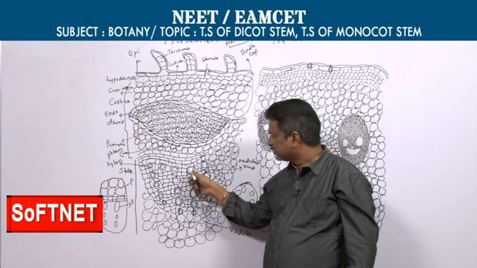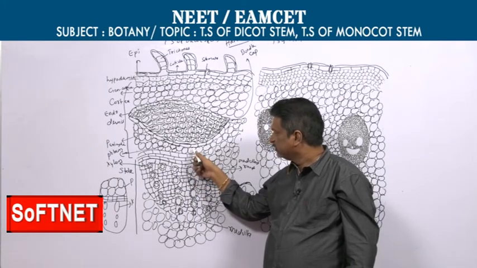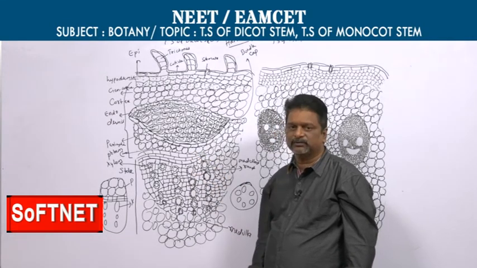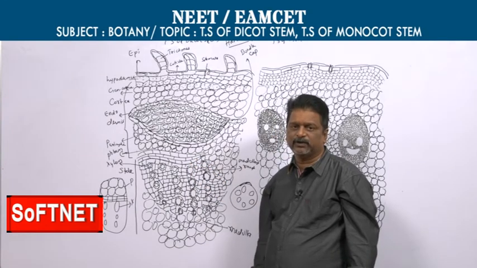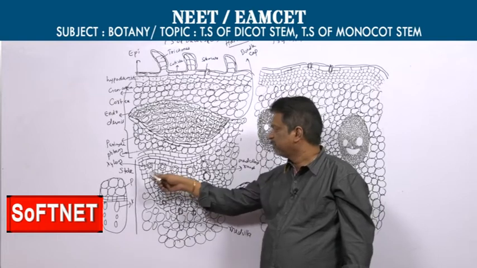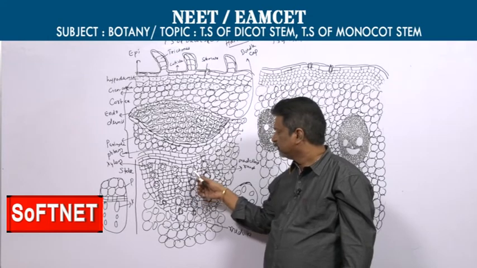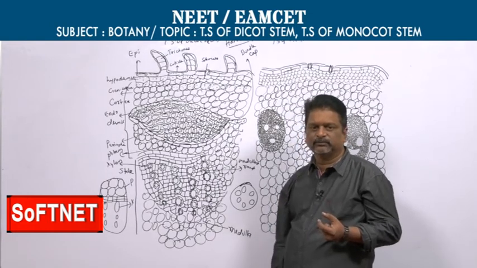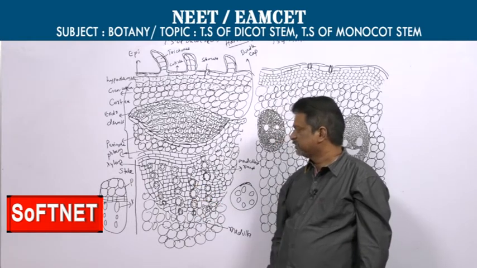Then in vascular bundles, this is phloem and this is xylem. It is a dicot stem. So, in dicot stem, the phloem contains sieve tubes and companion cells, even phloem parenchyma. Generally, secondary phloem contains phloem fibers, absent in primary phloem. In the same way, xylem shows tracheids, vessels, even xylem parenchyma and xylem fibers.